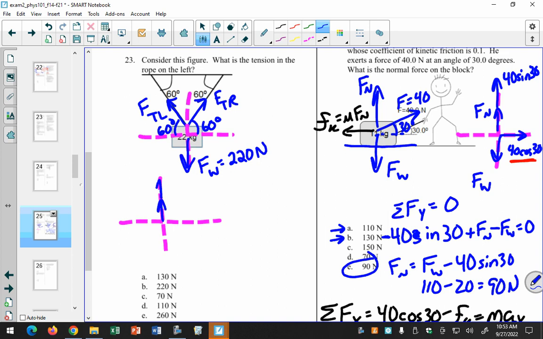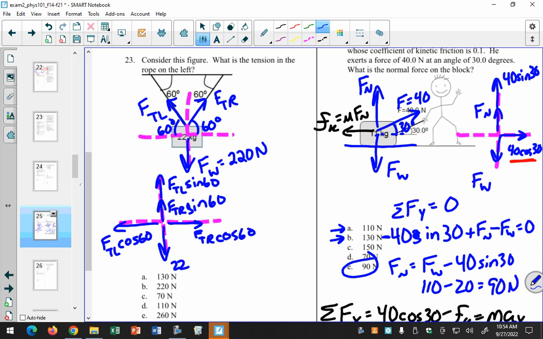I'm going to have FTL, FTR, sine of 60, both of these. And then over here I have FTR cosine of 60, FTL cosine of 60, and then I have that 220 Newton vector going downward. So a couple things to note. These two vectors are equal and opposite because it's a static situation. The sum of the forces in the x direction is equal to 0, so those two have to be equal.